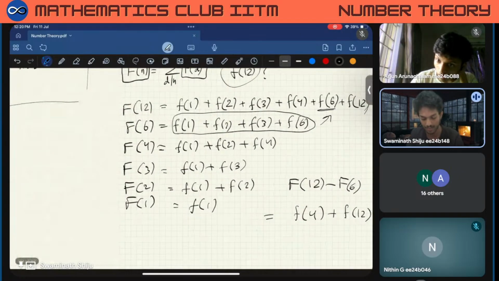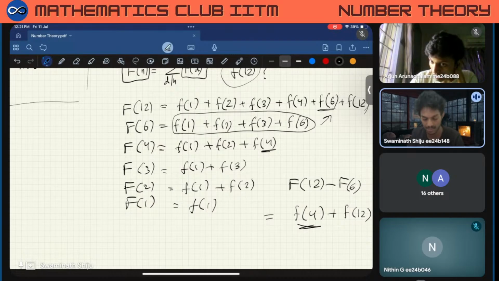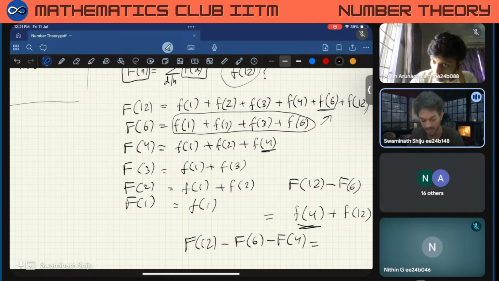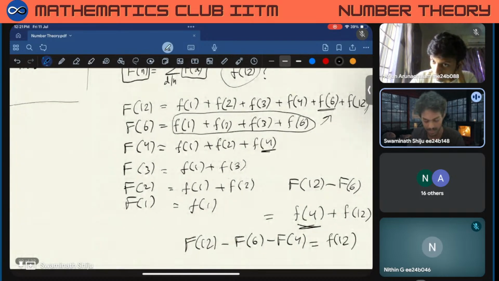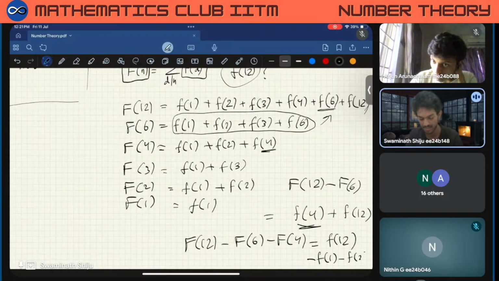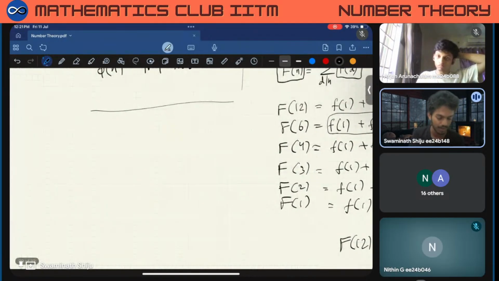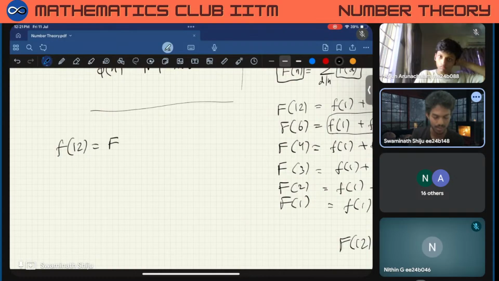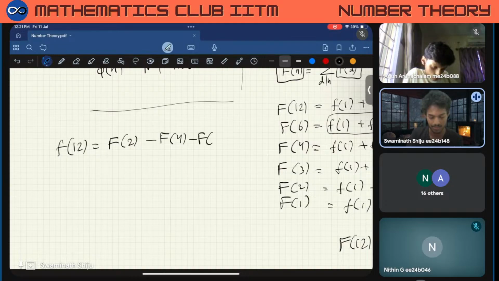Now, how do you remove f of 4? It only happens in capital F of 4. So again, you have to subtract capital F of 4. Then you have capital F of 12 minus F of 6 minus F of 4. That would give you small f of 12 minus f of 1 minus f of 2. That's precisely capital F of 2. So what we get is small f of 12 is equal to capital F of 2 minus capital F of 4 minus capital F of 6 plus capital F of 12. Easy enough.